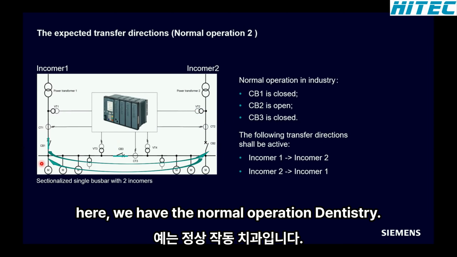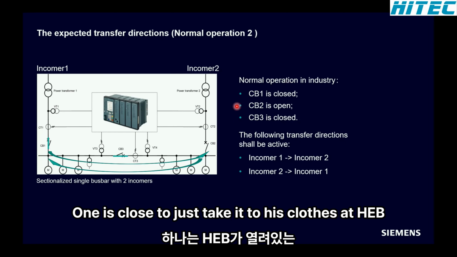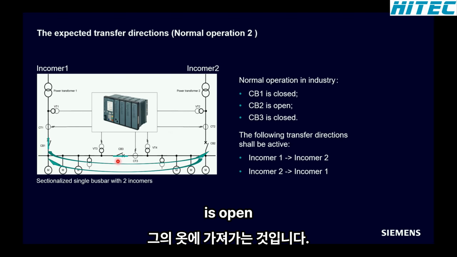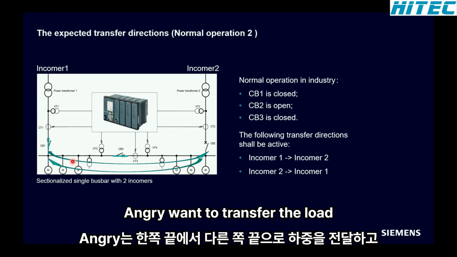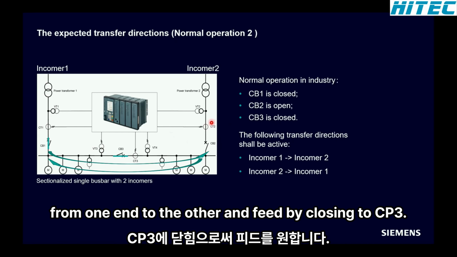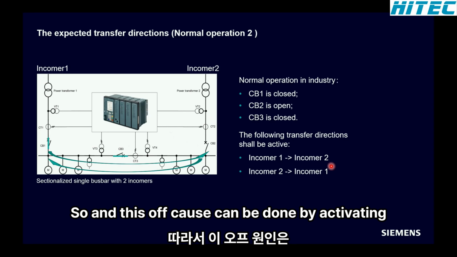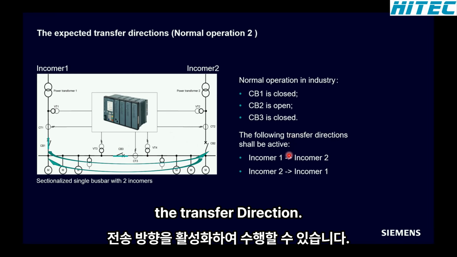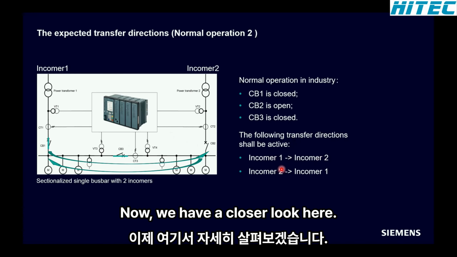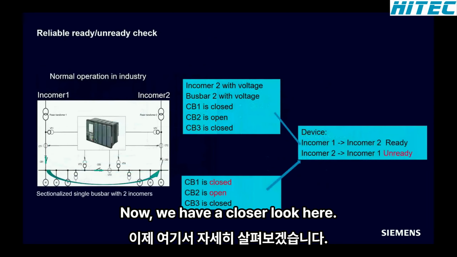In the second example here, we have a normal operation in the industry where CB1 is closed, CB2 is closed, and the section CB is open. And we want to transfer the load from one infeed to the other infeed by closing CB3. And this, of course, can be done by activating the transfer directions In 1 to In 2 and In 2 to In 1.